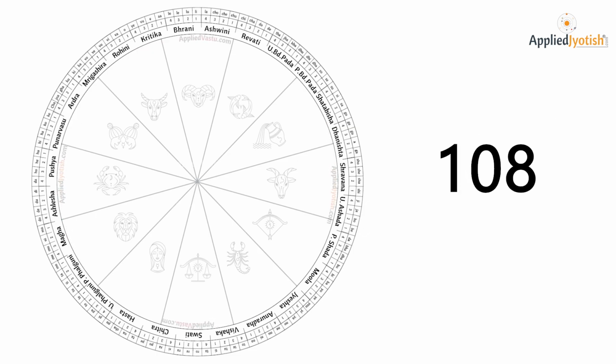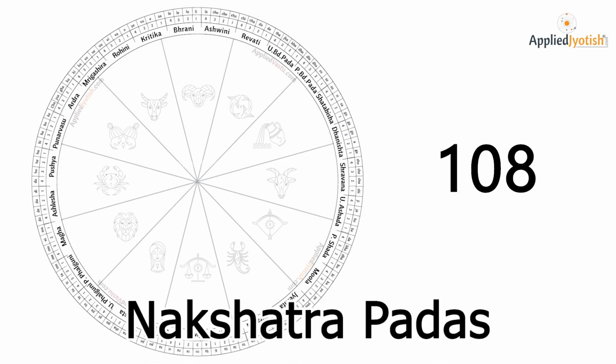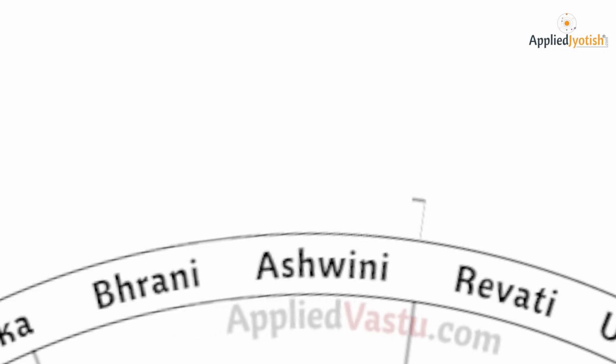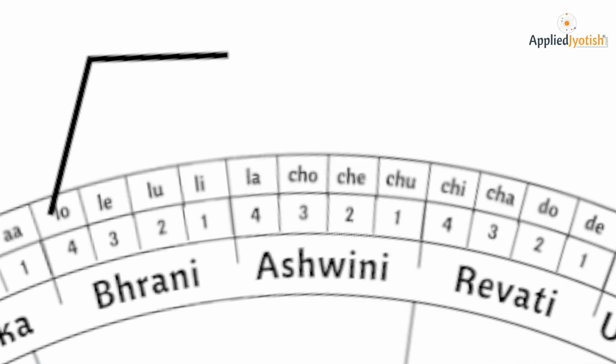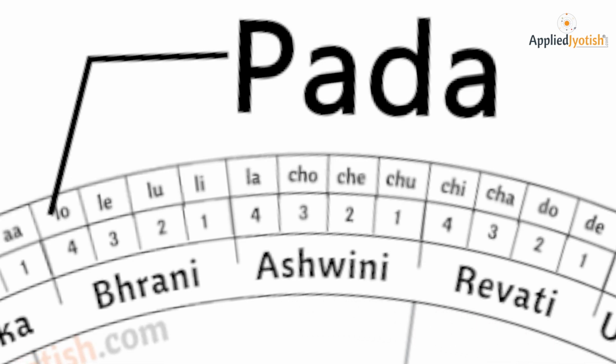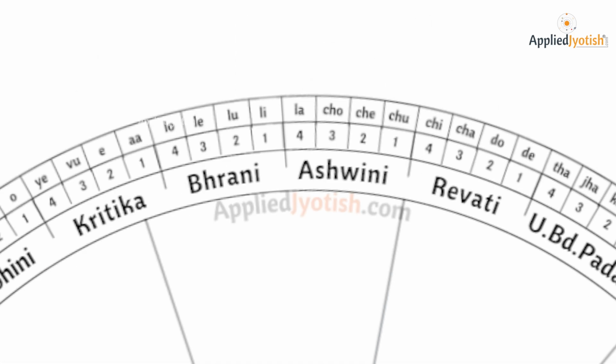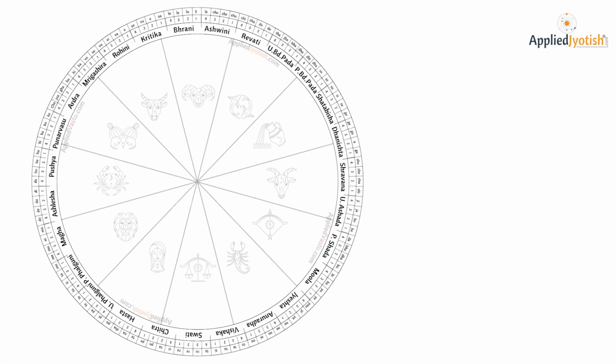Now we will learn about Nakshatra Padas or quarters. Each nakshatra is divided into 4 equal parts, and each part is called a pada. So the total number of padas in 27 nakshatras is 27 times 4, which is equal to 108, a number that holds great significance in Sanatan Dharma.